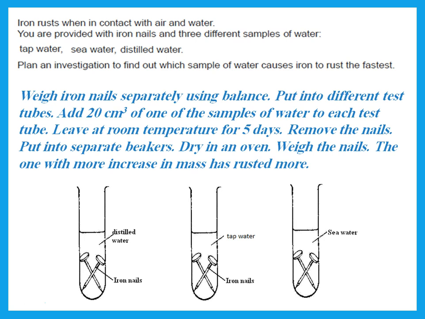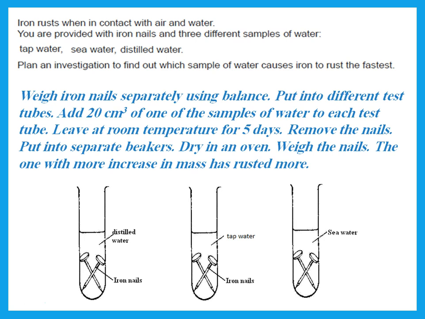So what do we do? Weigh the iron nails first using a balance. Put them into different test tubes. Add a specific amount of one of the samples of water to each test tube. Leave at the same temperature. So you have to mention, for example, leave at room temperature for the same amount of time. Usually, for any experiment involving rusting, we leave it for 5 days because rusting is a very slow process.